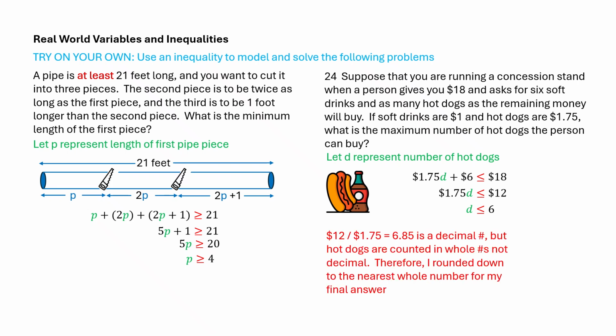Now when you actually do the math for this, 12 divided by 1.75 equals 6.85. It's a decimal number, but hot dogs are counted as whole numbers, right? Not decimals. Therefore, for this problem, because this is less than, this is much different than that previous problem, I rounded down to the nearest whole number for my final answer. If you do 7 dogs, you won't have enough money plus the $6 for your drinks. You can work this out on your own to just prove a point.